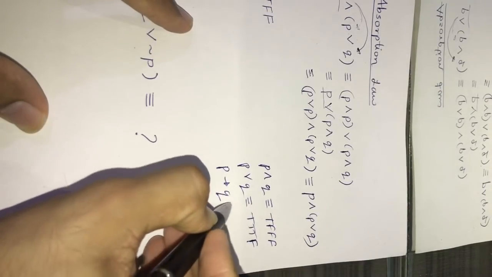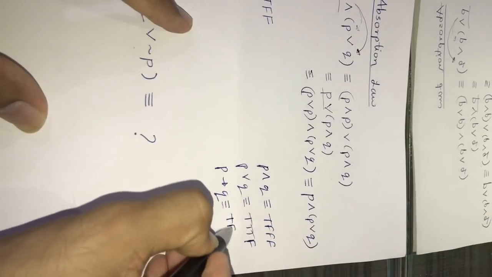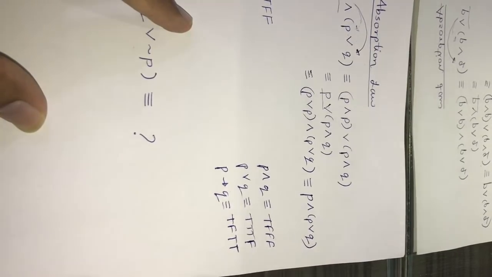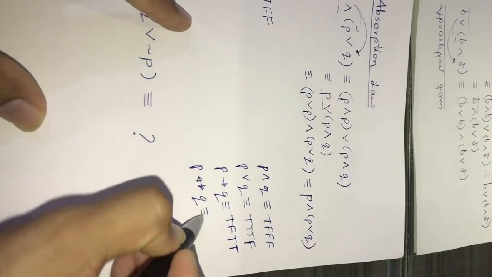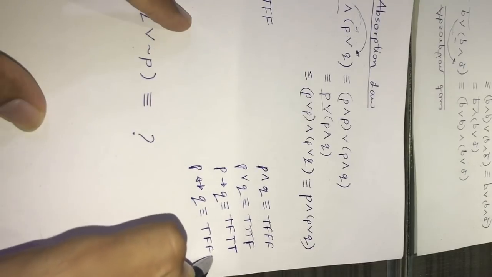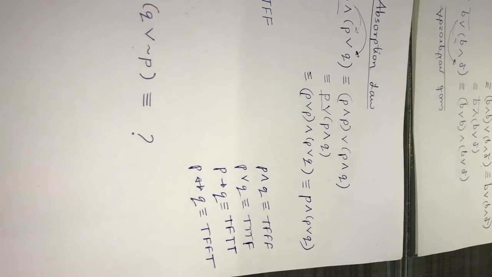P implies Q is true, false, true, true. You have to remember this sequence to solve quickly in CET. P double implies Q is true, false, false, and true again. You can see the truth table and you'll get this sequence there.